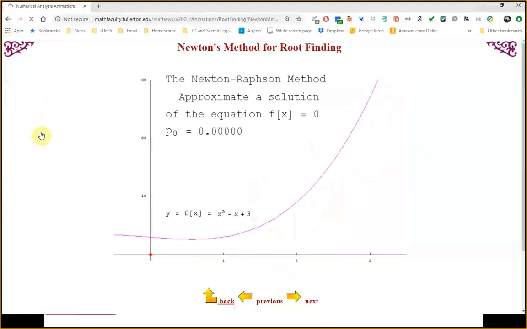So here's a case in which we have no root, but the system doesn't know that, so it's going to keep looking for it, and it's going to just keep going in this endless loop. This is why when you're doing iteration, you have to have a maximum number of loops, after which you say the root does not exist.